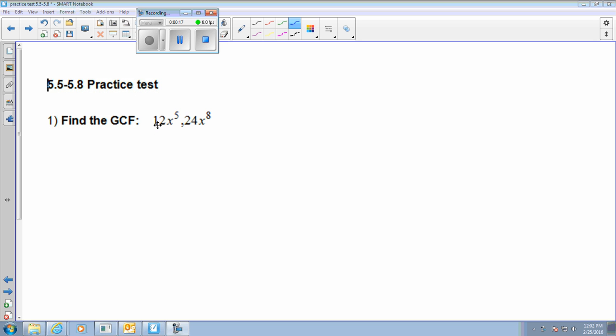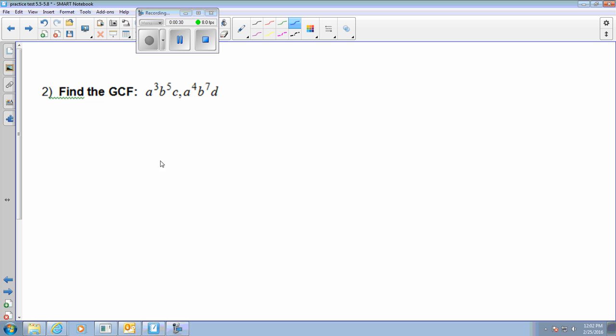We know that 12 divides into 12 and 12 divides into 24, so that's the greatest common factor. And then the smaller of the two powers on x would be that greatest common factor. Number 2, we have the smaller of the two is a to the third. The smaller of the two on the b's is b to the fifth. The smaller of the c's is, this one doesn't have any, so none. And the smaller of the d's is none. So that's your greatest common factor.